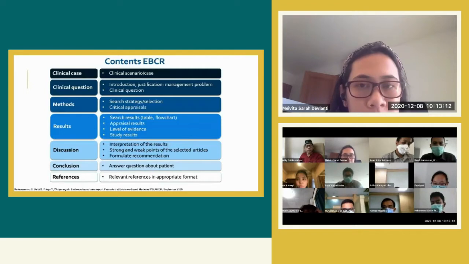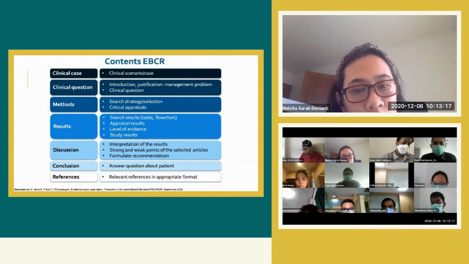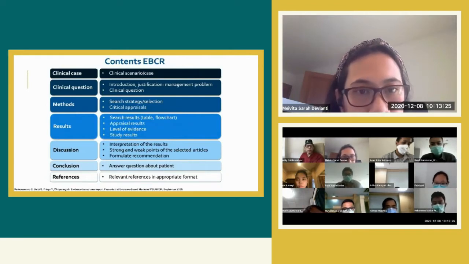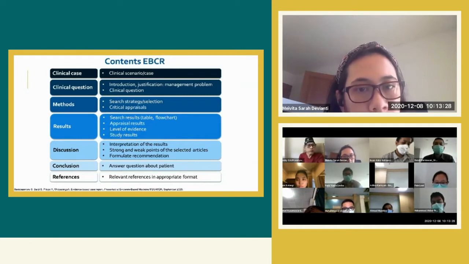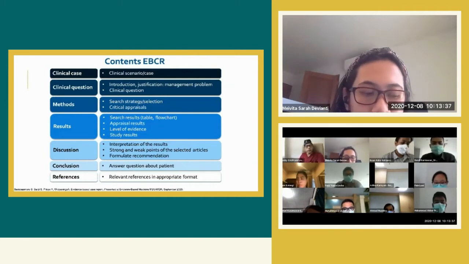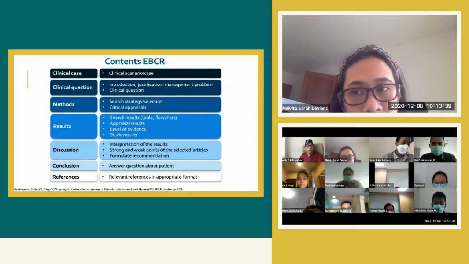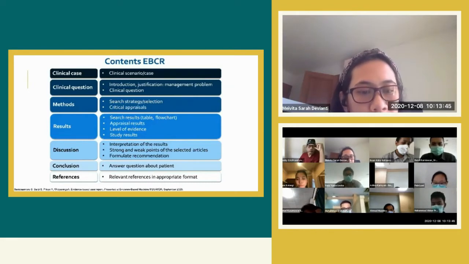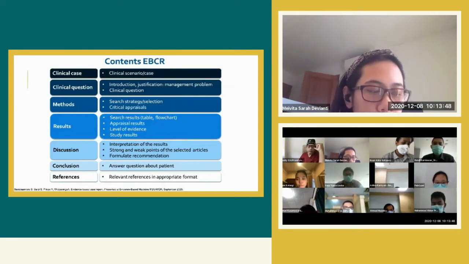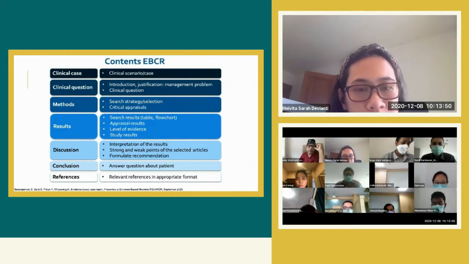The contents of EBCR itself are quite different from the case report. Mostly the structure of a case report is included in EBCR, but one of the differences is that EBCR contains the search strategy and also the critically appraised evidence that we found before. So it is quite more reliable than the case report, because a case report only mentions the discussion, but doesn't mention the past writing that they use.